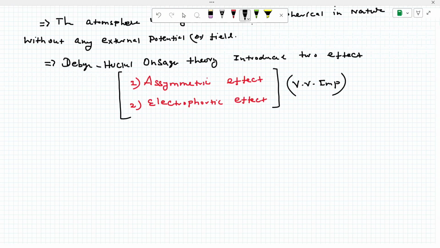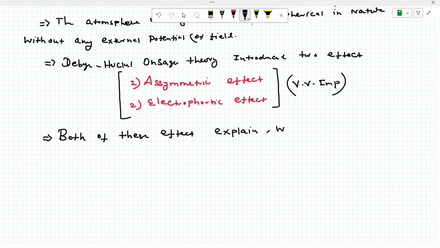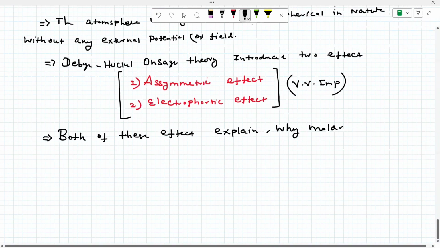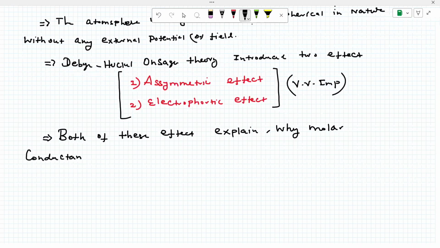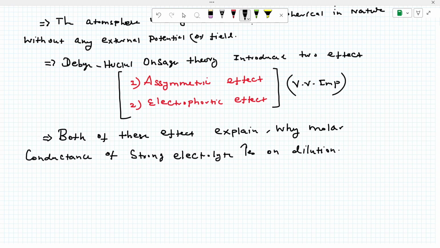Got it. Why are we going to study these two effects now? I told you that on dilution the molar conductivity increases. How? These two effects are going to explain why the molar conductivity increases on dilution. Please note, both of these effects explain why the molar conductance of strong electrolyte increases on dilution. Important, please note.